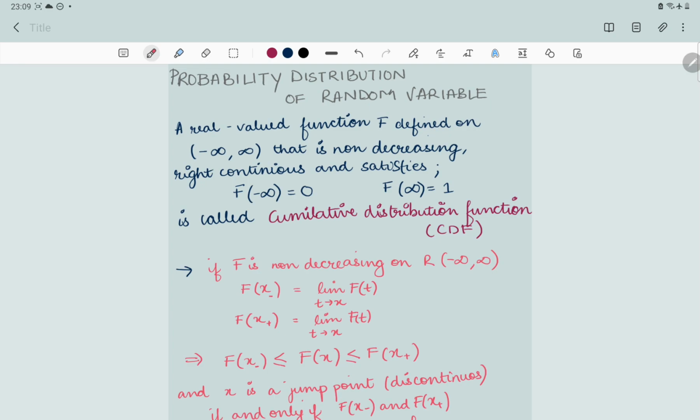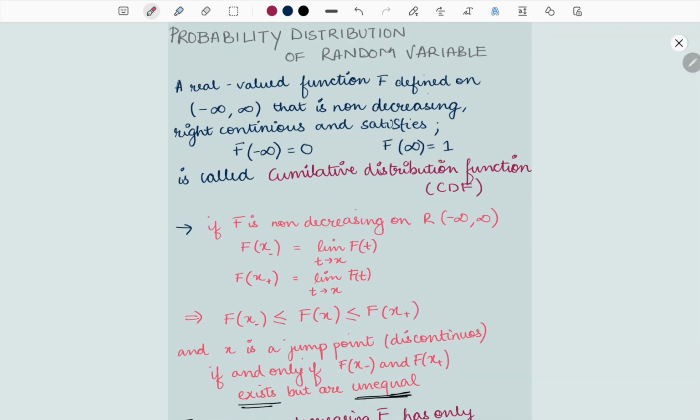The probability distribution of a random variable: a real valued function f defined from minus infinity to infinity, that is real, non-decreasing, and continuous towards the right side, which satisfies that f of minus infinity is 0 and f of infinity is 1, is called a cumulative distribution function. This function is best understood with an example, so let me give you an example here.